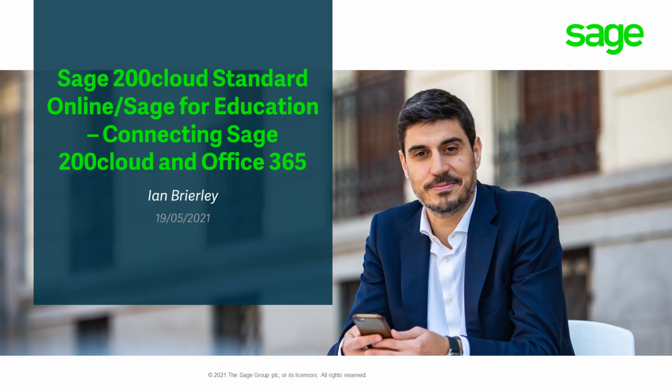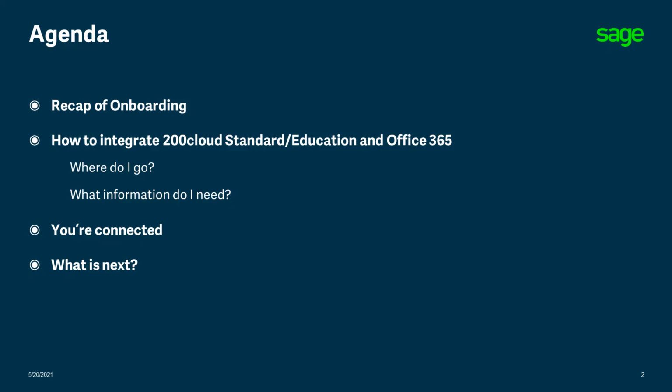Today we're just going to run through a quick video of connecting your Sage 200 Cloud Standard Online or Sage for Education software to Office 365. Here's just a quick look at what we're going to be looking at in the video. So we'll quickly recap the onboarding process. We'll then look at how to integrate Sage 200 Cloud Standard Online and Sage for Education with Office 365. That includes where you need to go in the software and what information you need. When you're connected, we'll then have a look at what's next.